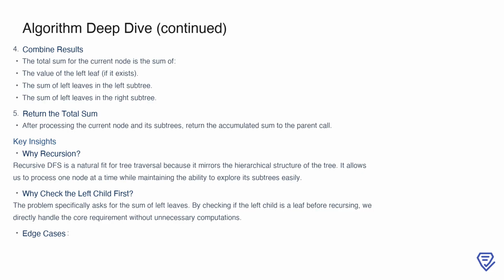It's also important to consider edge cases, such as when the tree is empty, when it contains only a single node, or when all left children are internal nodes. These scenarios ensure our algorithm is robust and doesn't fail under special conditions.